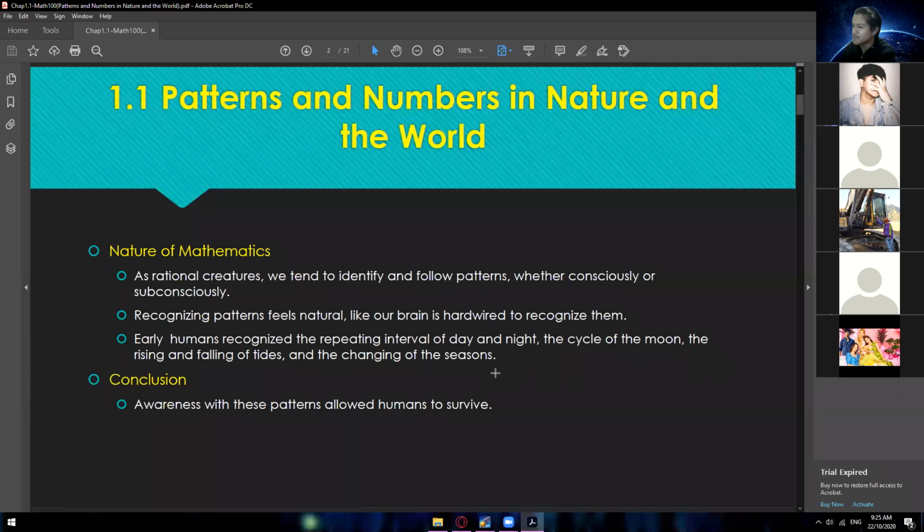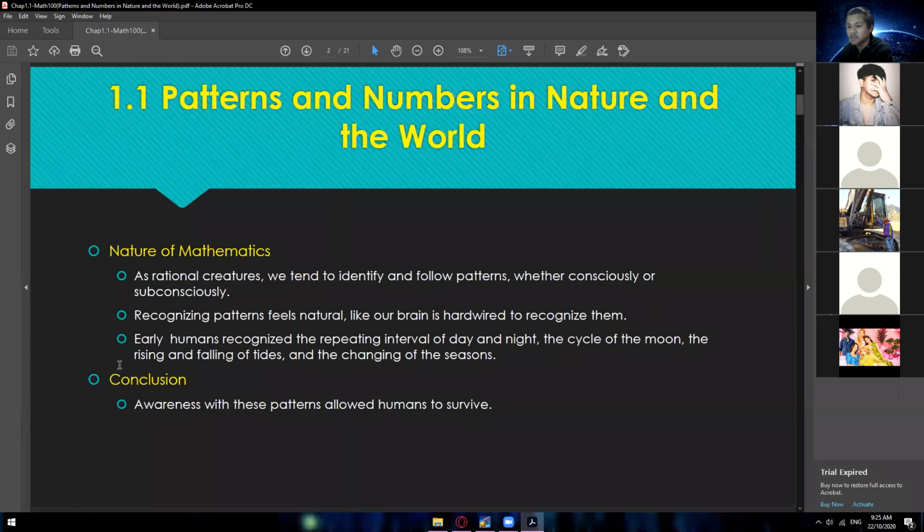And then, the changing of the seasons. So, nung unang panahon, siguro napansin na rin nila na, after 3 months, ito yung season. After 3 months, ito naman. After 3 months, ito naman. So, for example, depende yan sa geography ng nasan man yung taon yun. So, iba 4 seasons, iba naman 2 seasons. Like here in the Philippines, we only have rainy and then sunny season.